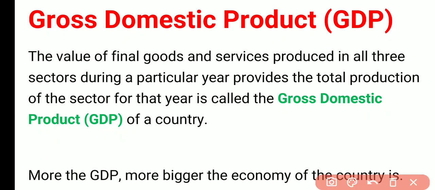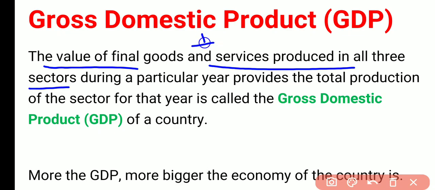GDP means the value of final goods and services produced in all three sectors. It is the value of final goods plus services. Primary and secondary sectors produce goods and the tertiary sector provides the services. So it is the value of all the three sectors, primary sector, secondary sector and tertiary sector. So it is the value of final goods and services of all three sectors in one particular year.